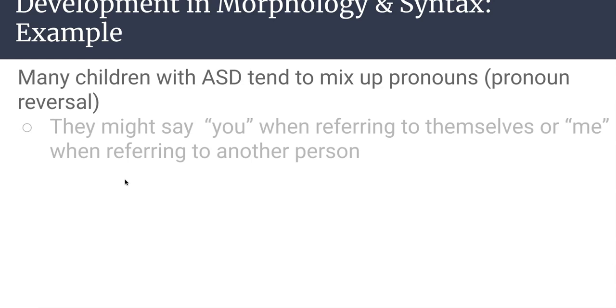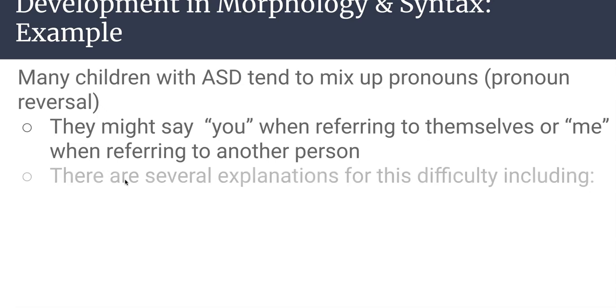Pronoun reversal is going to be really common. They might say you when referring to themselves or me when referring to another person, right? So if I'm talking to a child with autism, I'm going to refer to him or her as you, right? So I want you to do this. How are you doing? So they're going to go, oh, I guess I'm you. So when they talk about themselves, they're going to say you. And when they talk about me, they're going to say me, because that's how I refer to myself, right?